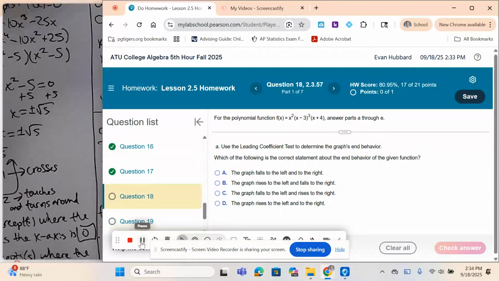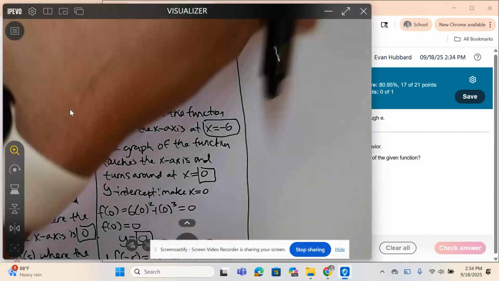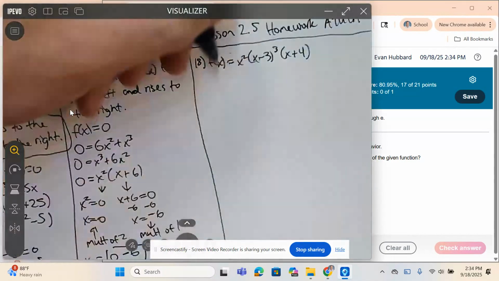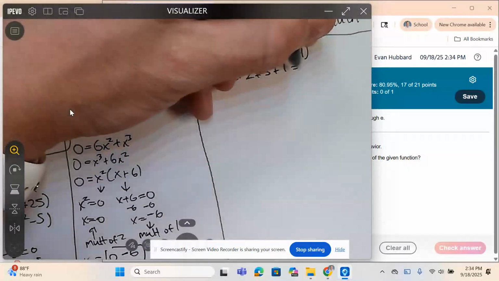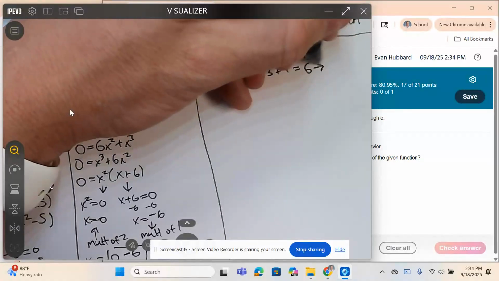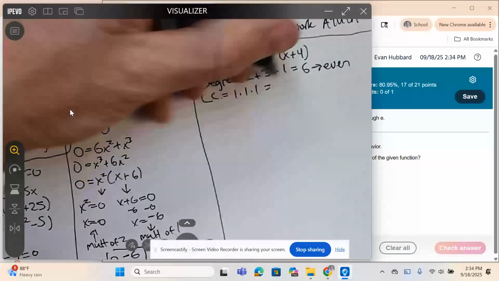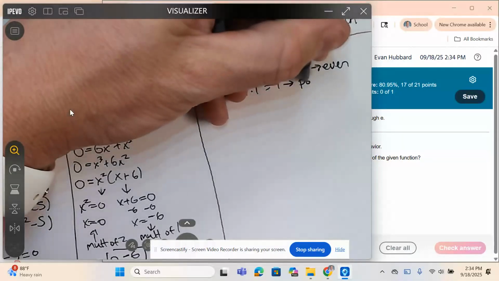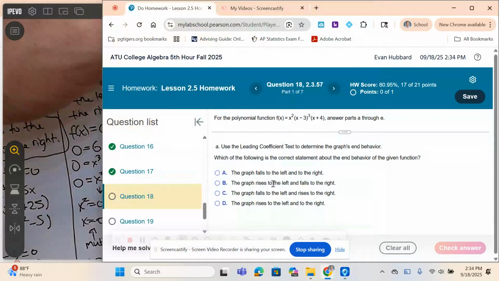Let's look. For the polynomial function, f of x equals x squared times x minus 3 cubed times x plus 4, we're going to determine the degree. So the degree is going to be 2 plus 3 plus 1, so it's going to be 6, which is even. The leading coefficient is going to be 1 times 1 times 1, which is 1, so it's going to be positive. So if it's even positive, it's going to rise to the left and to the right.